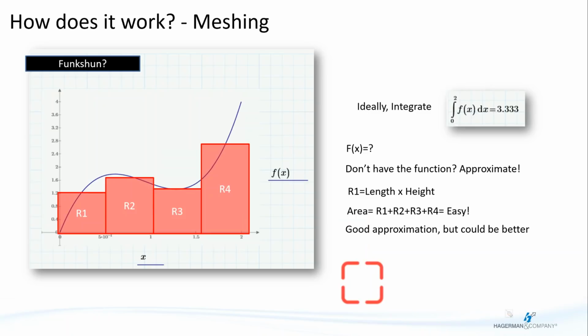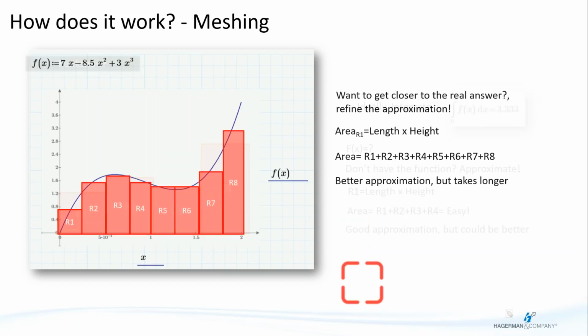So it's an approximation. It's a pretty good approximation, but it could be better, and it could be better if I make those elements smaller. So now you can see that my approximation better adheres to the curvature. It's a better representation of that curve, but I've doubled my work.